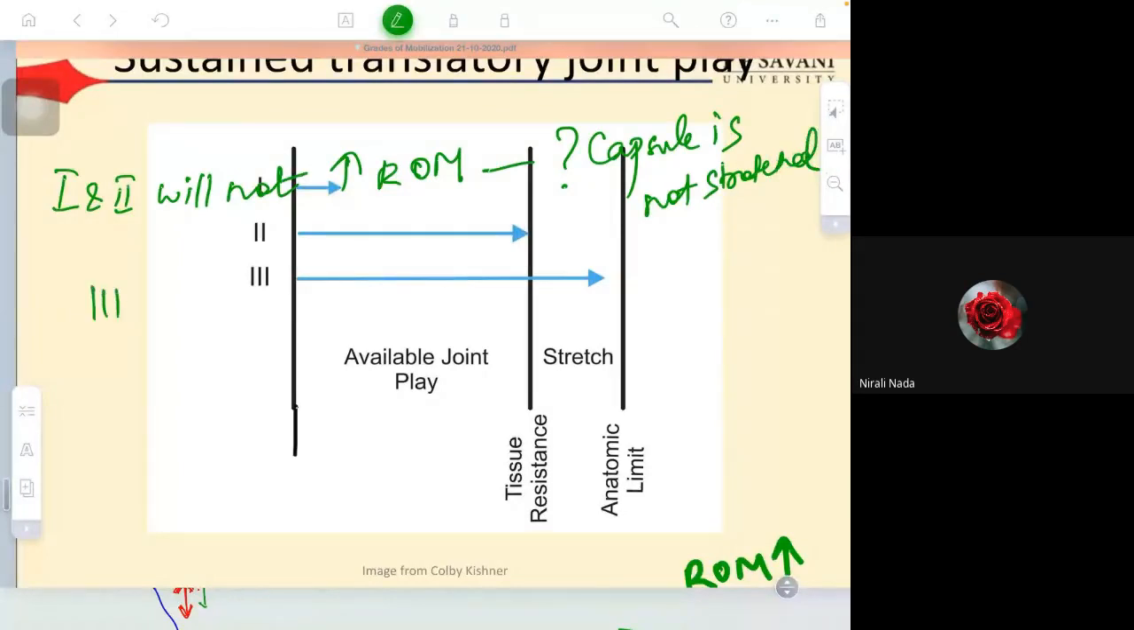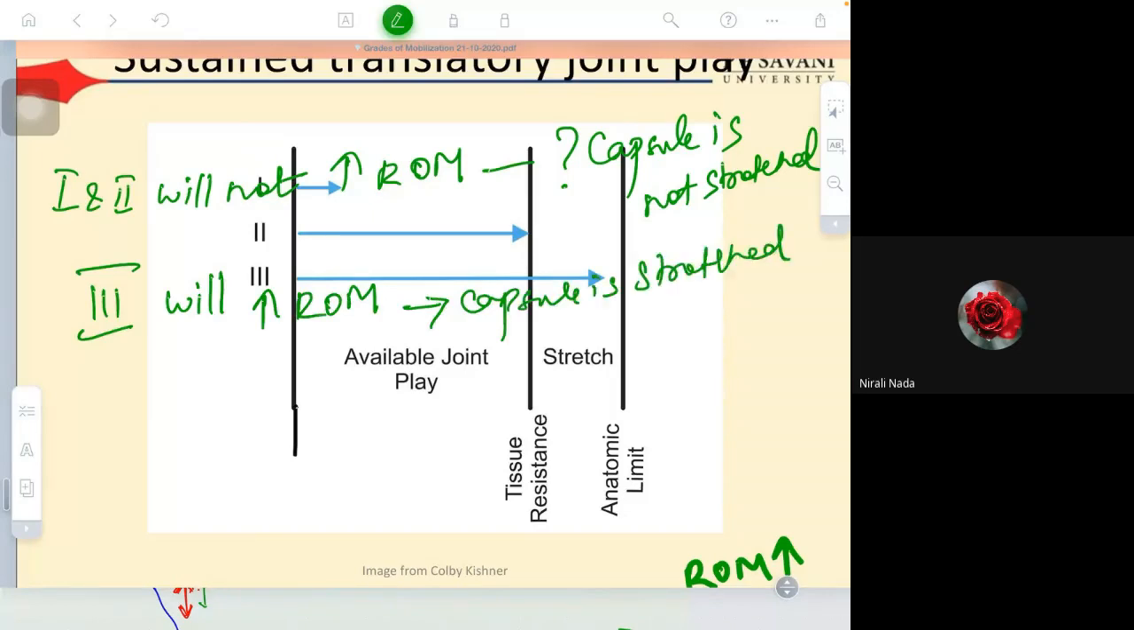But grade 3 will increase range of motion because the capsule is stretched. If the capsule is stretched, range of motion will increase. Why? Because joint play is increased. Are you clear? Yes, sir.